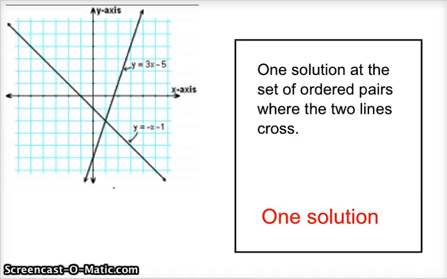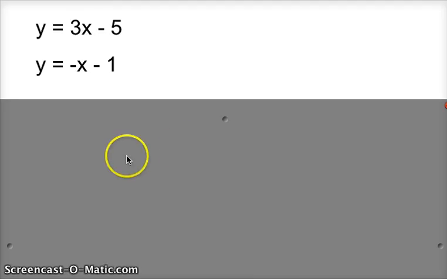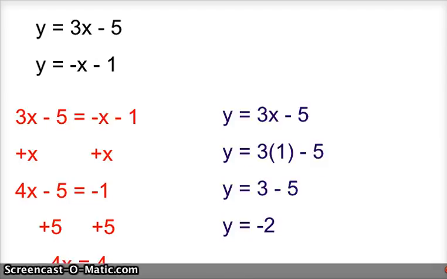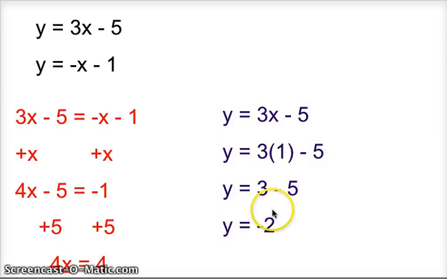Let's take a look at an example. You can write this on the bottom half of the inside of your door. So here's a system of linear equations: y equals 3x minus 5 and y equals negative x minus 1. So I'm going to go ahead and solve. Let me just scroll down for you.